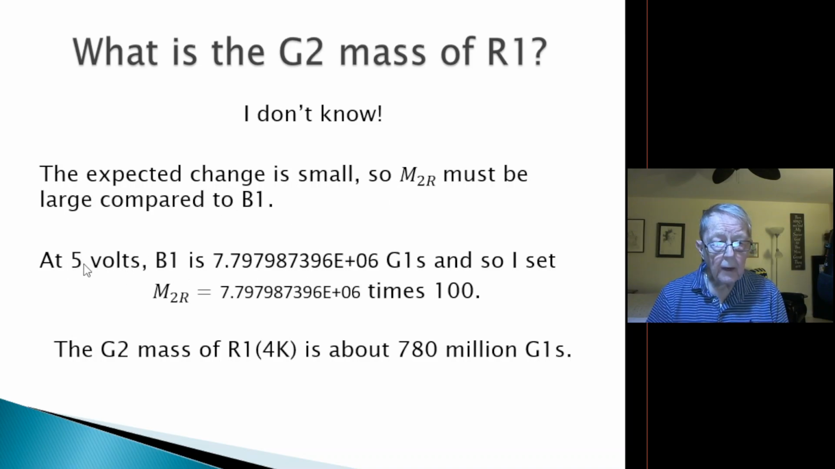So at one point on a standard circuit without TPM, just 5 volts and the S1, the R1, and the S4, I find that at 5 volts, B1 is this number, so I set it to 100 times that. Literally, it's 100 times that, which means that the G2 mass of the R1, and I was using a 4K resistor for R1, is about 780 million G1s flowing through the circuit in 1 second when you power it with 5 volts. Amazing how many are flowing through.